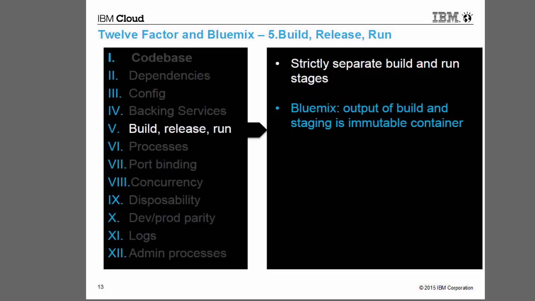Now let's talk about the fifth factor here as we went through the backing services. The fifth factor here is build, release, and run. This is one of the processes that follows strict build and run guidelines. The process of turning the code into a bundle of scripts, assets, and binaries that run the code is the build.